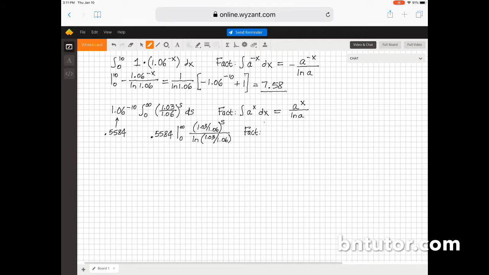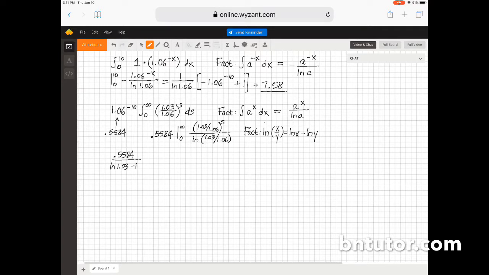Now here we'll clean things up just a little bit more, noting something about logs. Whenever you have a natural log of a quantity x over a quantity y, it can be rewritten as natural log of x minus natural log of y. And we're going to apply that to the denominator that we currently have in our integral that's remaining. So we're going to actually factor that denominator on the outside and write it as the natural log of 1.03 minus the natural log of 1.06.